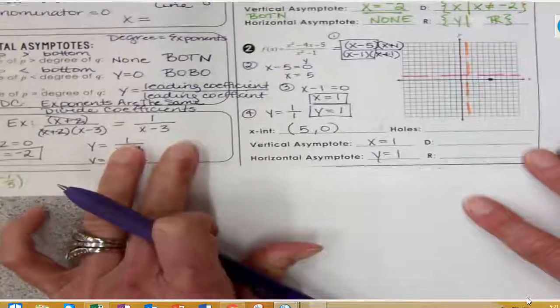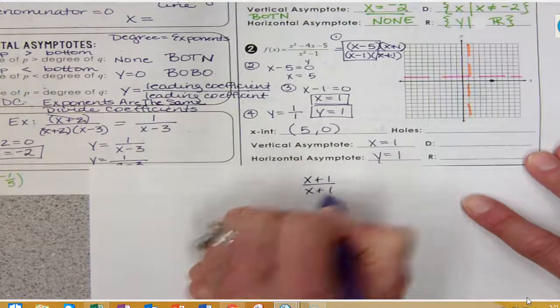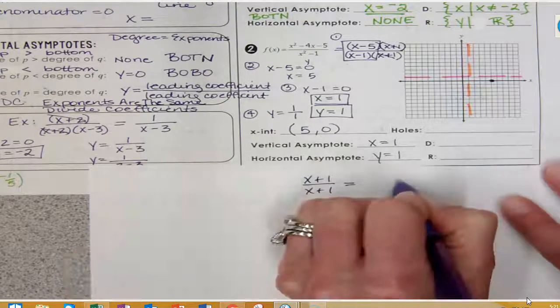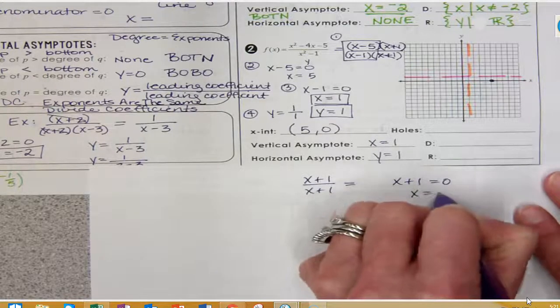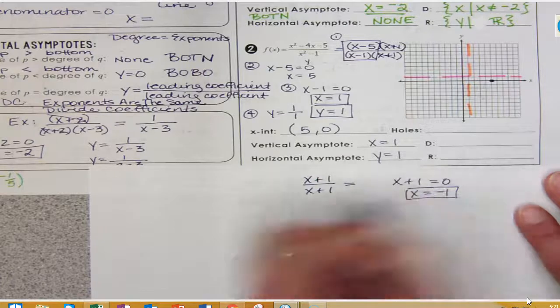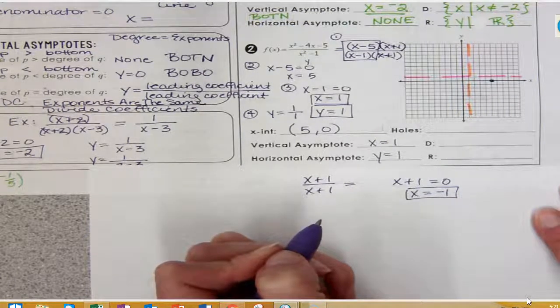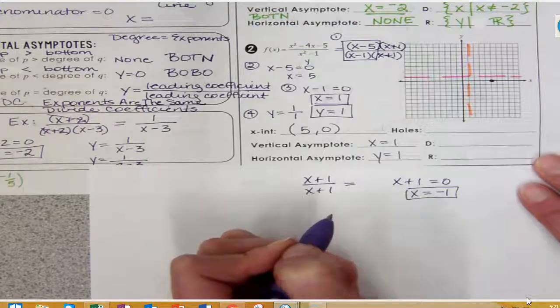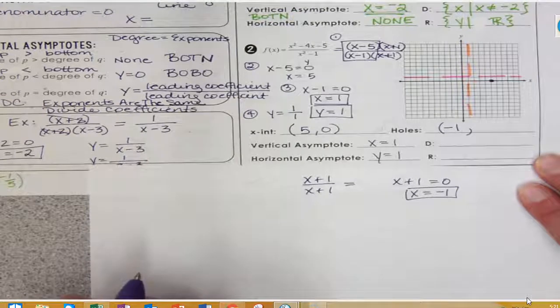So I know that it's at x plus 1 over x plus 1. So I'm going to take x plus 1, set that equal to 0, and get x equals negative 1. So when x equals negative 1, that's going to be my x-coordinate. What is my y-coordinate going to be?